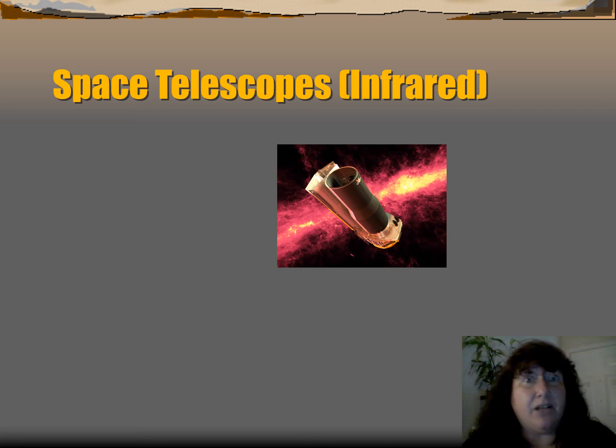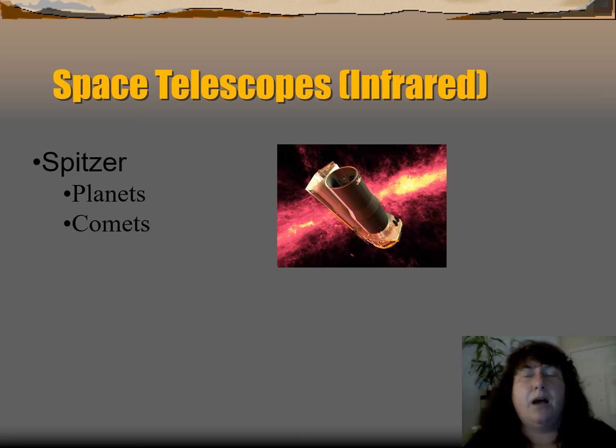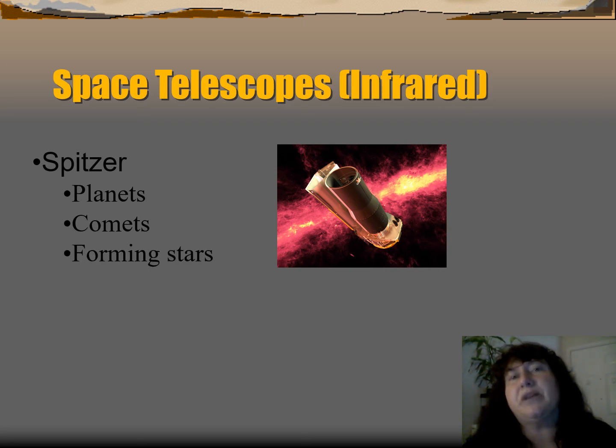Okay, for infrared telescopes, we have Spitzer. This can actually look at planets, and actually one of the newer ones is the Kepler probe. The Kepler probe has found many, many habitable planets. So if you want to take a look at that one for your discussion, you can also look at Kepler. Spitzer also looks at comets and the formation of stars. So this is going to go low temperature because it's infrared.